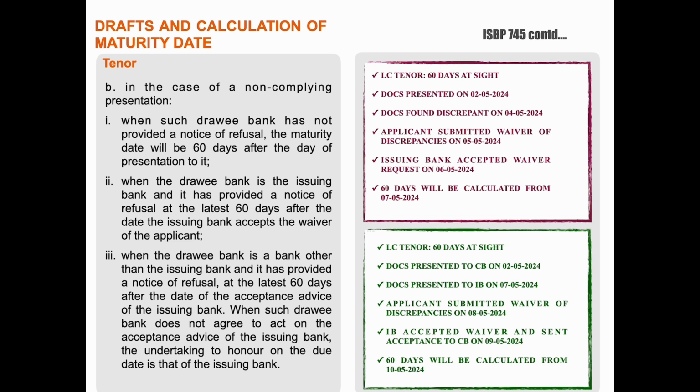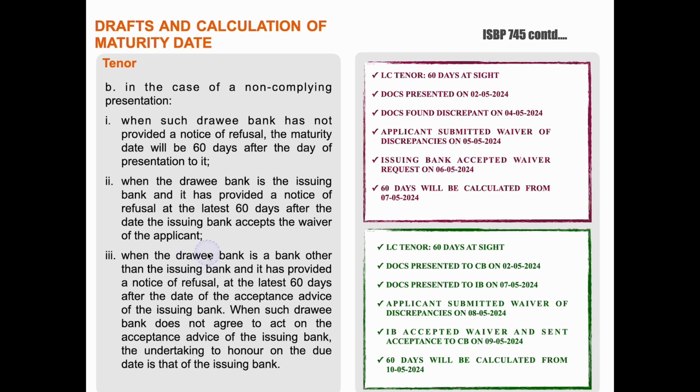In such a case, the maturity date of the bill will be calculated by considering the date the issuing bank accepts the applicant's waiver of discrepancies. For example, let us take the same case. LC tenor is 60 days at sight and the documents were presented to the issuing bank on 2nd May, right? And the documents were found discrepant on 4th May. And the applicant submitted the waiver of discrepancies on 5th May and the issuing bank accepted the waiver request on 6th May. So the 60 days will be calculated from 7th May, means the day next to the day the issuing bank accepted the waiver of discrepancies from the applicant, right?